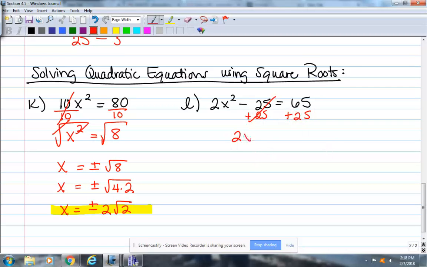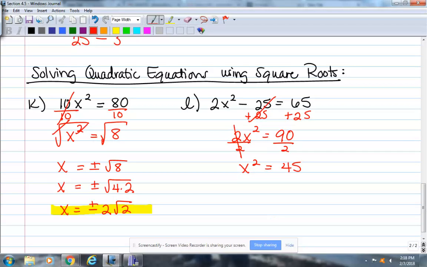So that gets me 2x squared equals what? 90. And then what? Divide both sides by 2. 45. X squared equals 45. That's a good one.